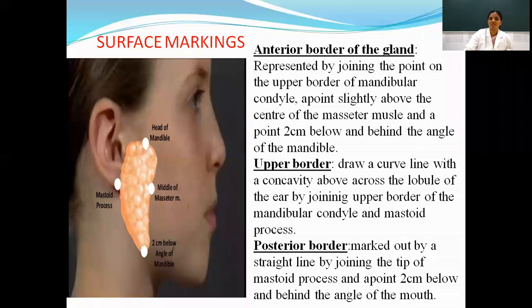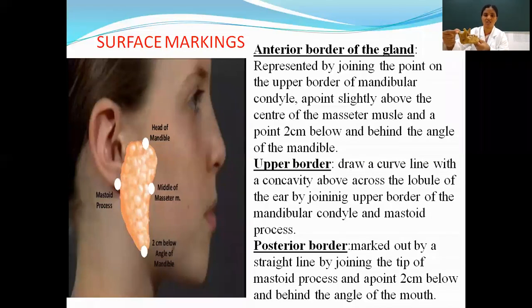Now coming to the surface markings. Here, identify the picture. The 4 points I have given. So the first point, head of the mandible. Here you can see this is the head of the mandible. This head of the mandible articulates with the mandibular fossa, where it forms a temporomandibular joint.